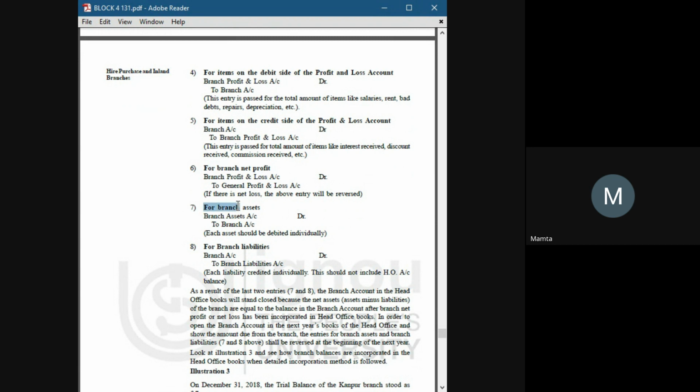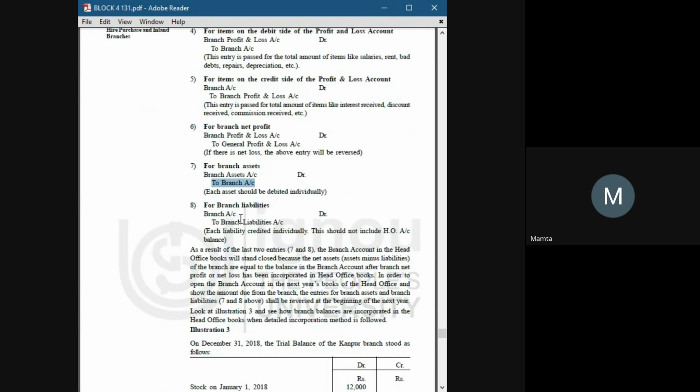For branch assets, the entry would be branch asset account debit to branch account. For branch liabilities, the entry would be branch account debit to branch liabilities account.